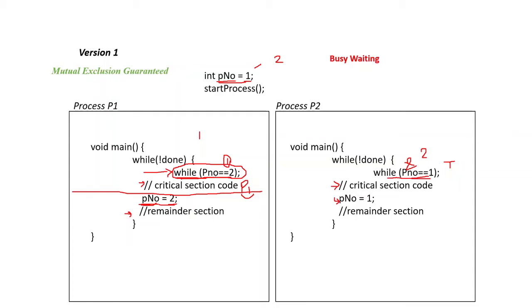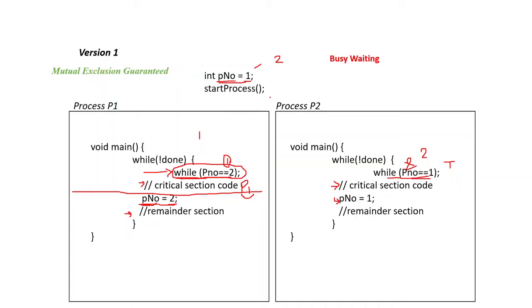But this implementation suffers from another very major drawback, where it violates one of the key constraints of implementing mutual exclusion. That is, a process which is not in its critical section cannot affect another process's desire to enter into its own critical section. Now, in this implementation, the value p number is set to 1 by default. So, this means that P1 must enter the critical section first.